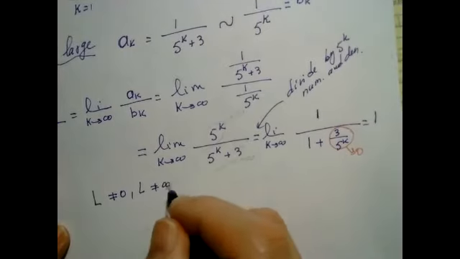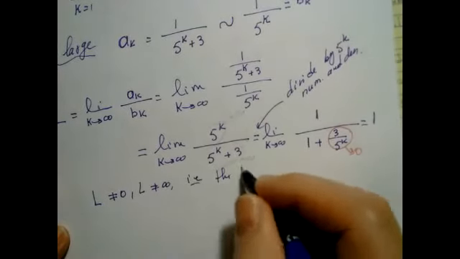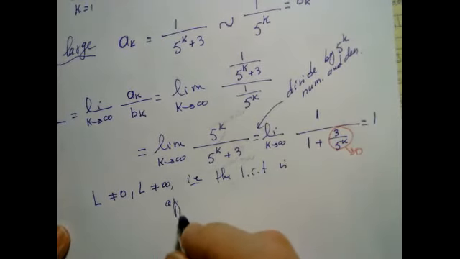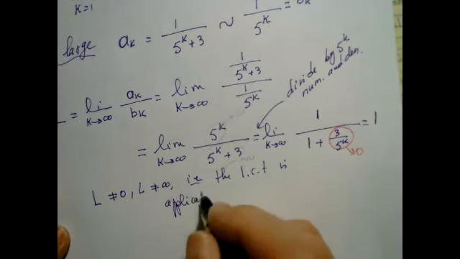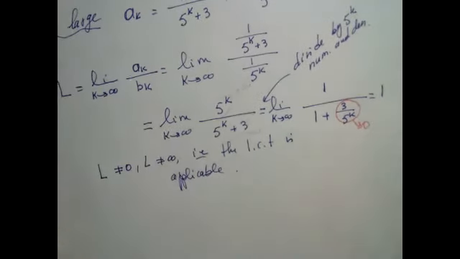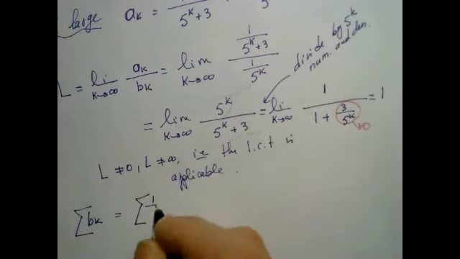It means basically that the limit comparison test is applicable. That's really what it means, we can apply it. Okay, since the limit is a finite limit, it means the limit comparison test is applicable. Now I go to my series. The series sigma BK is sigma 1 over 5 to the K.